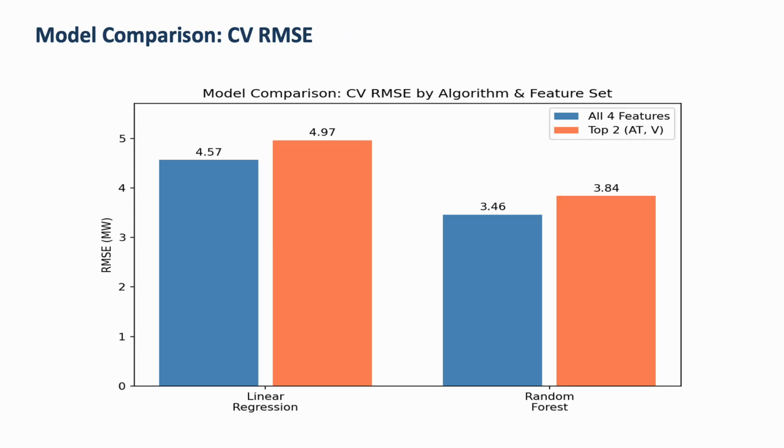This chart shows the comparison visually. The blue bars are all four features. The orange bars use only the top two. The two key takeaways: first, random forest beats linear regression in every configuration. Second, using all four features is always better than just the top two. The best combination is random forest with all four features at 3.46 RMSE, which is what we selected as our final model.